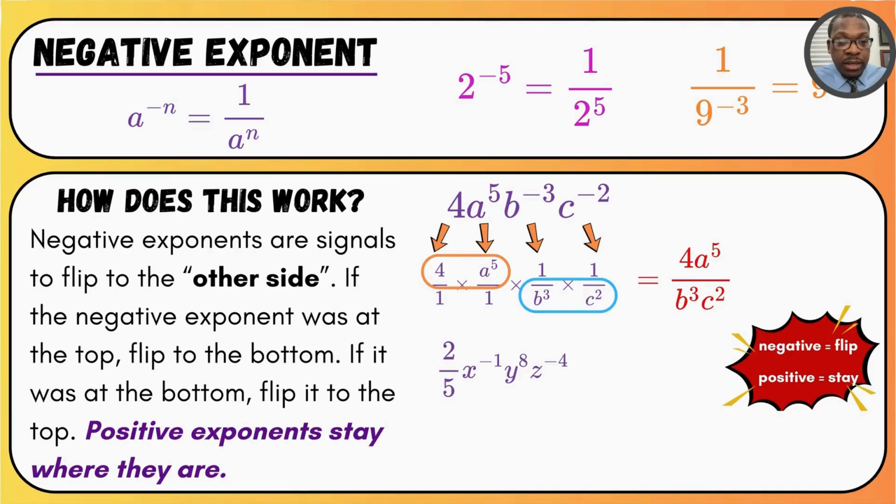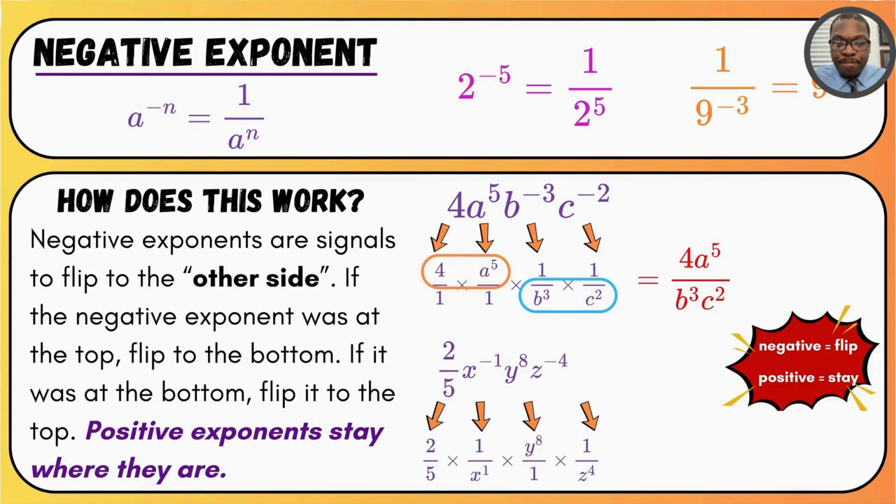All right, let's take a look at this complicated one, but not too complicated for you. 2 to the 5th, x to the negative 1st, y to the 8th, z to the negative 4th. Okay, now we just need to figure out what will stay where it is and what will flip over. So 2 to the 5th, the 2 will stay at the top, the 5 will be at the bottom. x to the negative 1st, flip to the bottom. y to the 8th stays at the top. z to the negative 4th, flip to the bottom.